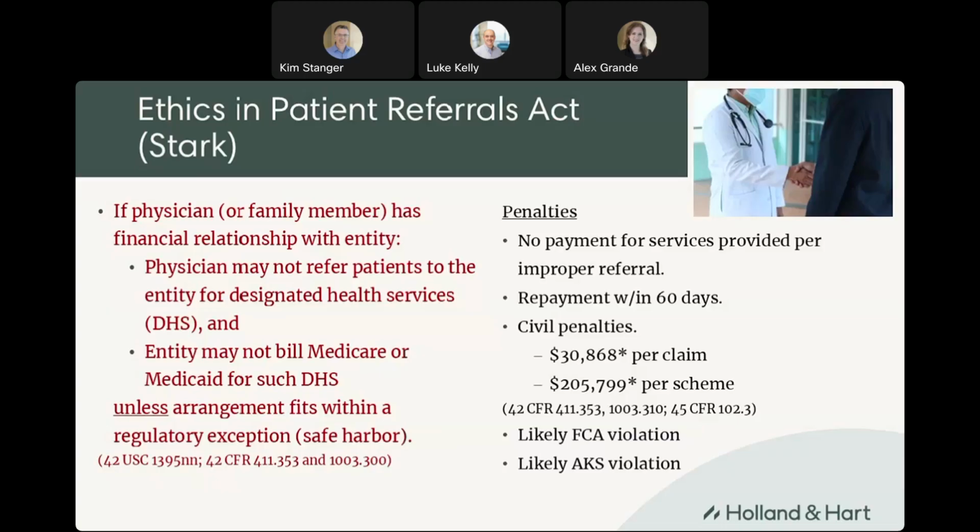Stark says that if a physician or a family member has a financial relationship with an entity, which can be an employment relationship, then that physician may not refer patients to that entity, to the employer, for designated health services that are payable by Medicare or Medicaid. And if they do make improper referrals, that entity may not bill Medicare or Medicaid for those services provided, unless the arrangement is structured to fit within a regulatory safe harbor.